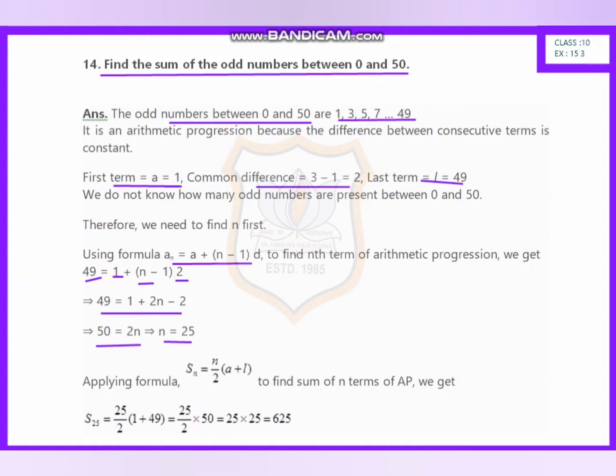Now by using the formula Sn equals n by 2 bracket a plus l, we put the value of n equals 25: 25 by 2 bracket 1 plus 49. This 2 is divisible by 50, so we have divided it. 50 divided by 2, we get 25. 25 into 25 equals 625.